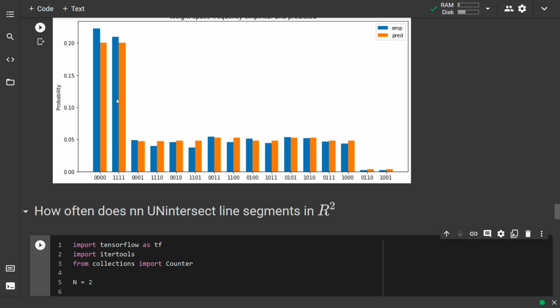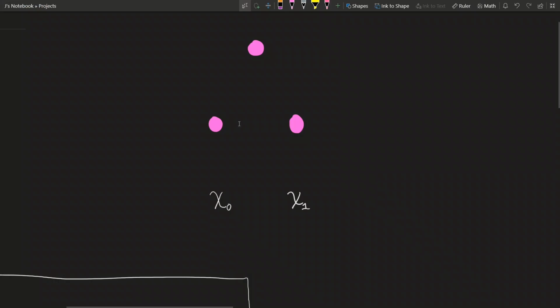That might be another video. But for now, we're just looking at the parity functions and why they are so infrequently represented by a randomly sampled neural net of this particular architecture.